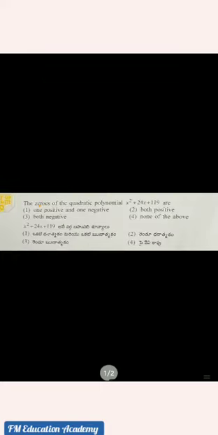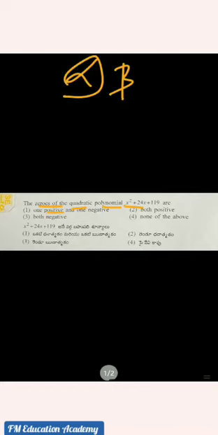In this particular question, it is asking you the zeros of the quadratic polynomial x square plus 24x plus 119. It is not asking you the value. It is asking the zeros, that is alpha and beta, which you get. Are they both positive, or one positive and one negative, or both negative, or none of the above? So in this we need to find out the signs of the roots, or zeros.